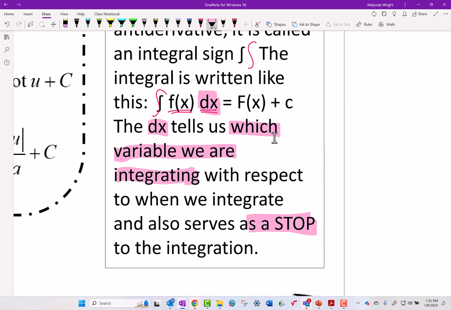It's our stop. And I'm going to circle this, and I'm going to put a big asterisk around it. So that's the most important part of the dx, is it tells us when to stop. If you don't put it, you're in danger of losing points because you're not saying when to stop. Now, you may know when to stop and stop properly, but I'm just saying it's dangerous. We need to put it.